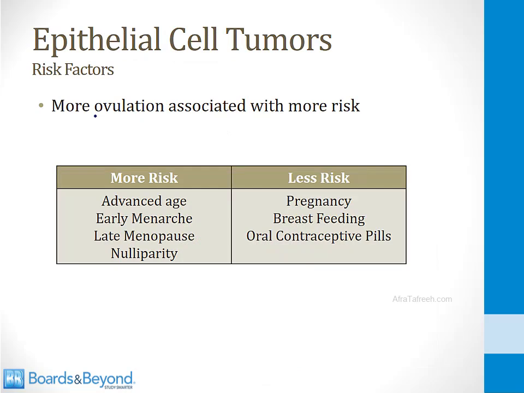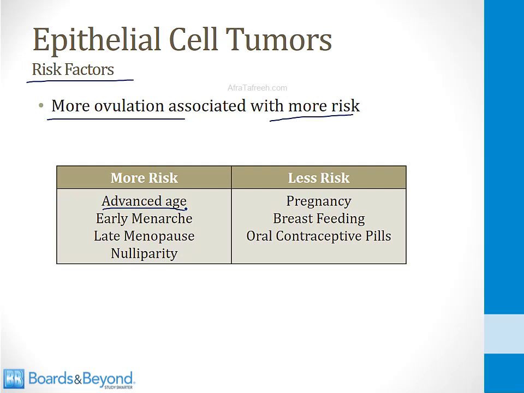So now that we've talked about the clinical features of epithelial cell tumors and the different subtypes, let's talk about the risk factors. And the idea here is that one of the theories of how epithelial cell tumors develop is that ovulation damages the epithelium, and over time, this leads to epithelial cell cancers. And the reason that's one of the theories is because more ovulation is associated with more risk of epithelial cell tumors.